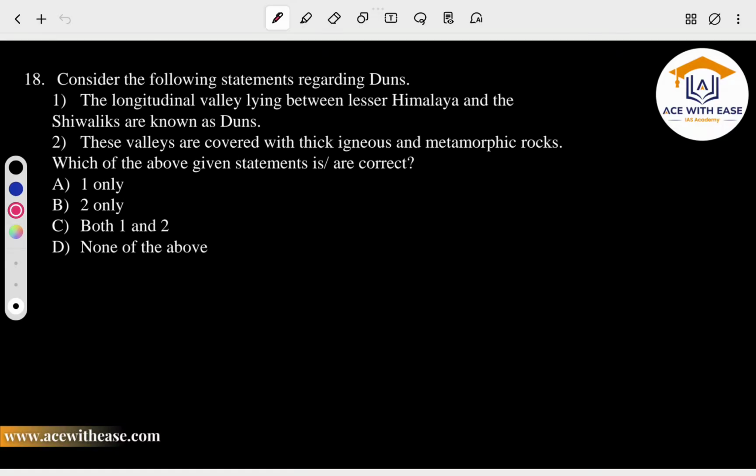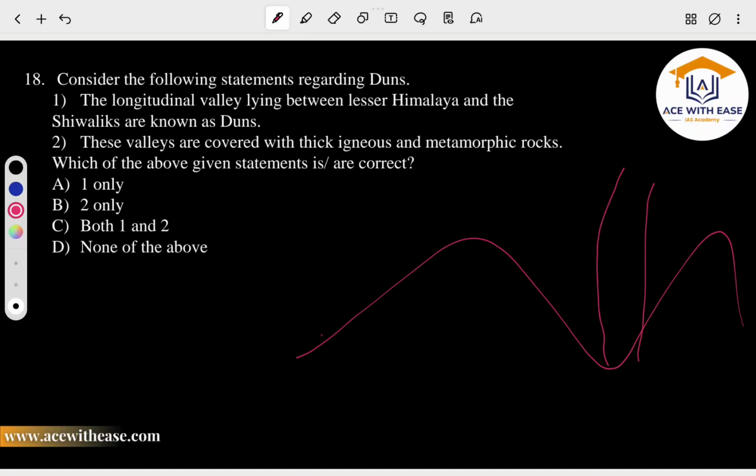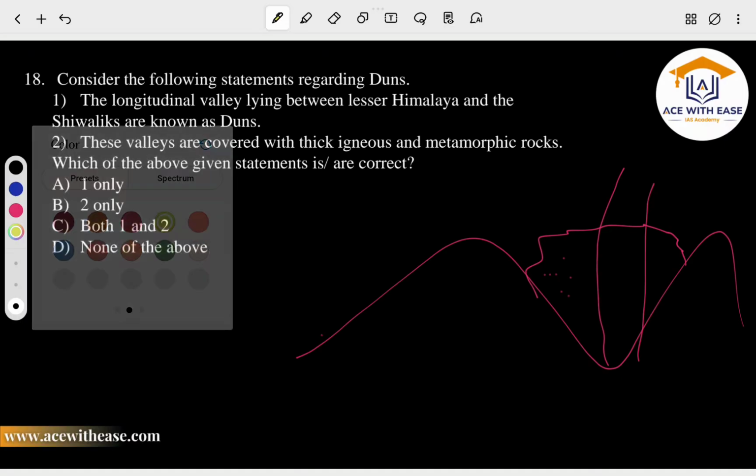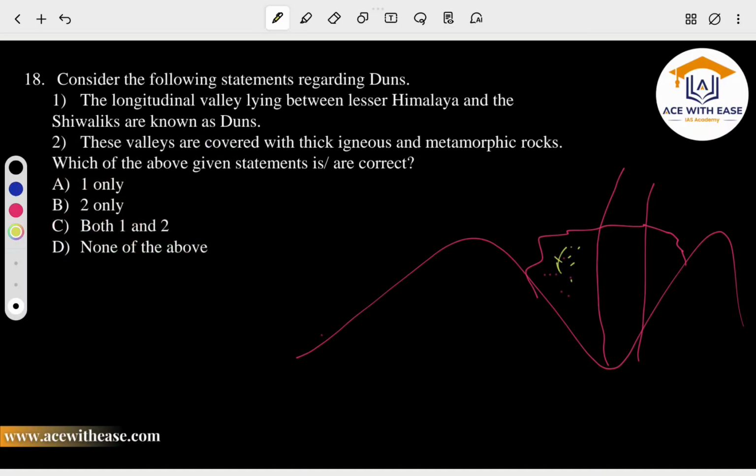18th, which of the following statements are correct regarding the duns? We all know how the duns are formed. Whenever the Shivaliks evolved, the course of the river was largely obstructed. The water channel was obstructed. As a result, a temporary lake was formed. This temporary lake brought water and also a large amount of depositions of landforms occurred. Here we can see different types of depositional landforms being found.